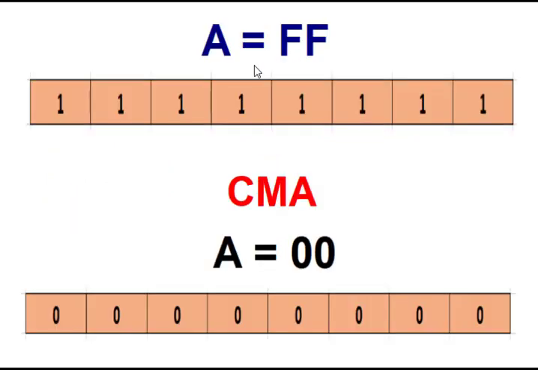Then finally we have the CMA instruction. CMA means complement the contents of the accumulator, so this is only for A. It flips the bits of register A, 0 to 1 and 1 to 0. Suppose A contains FF, where F is 4 ones and the next F is again 4 ones, so all ones. If we do the CMA it will become all zeros, so it will contain 00.